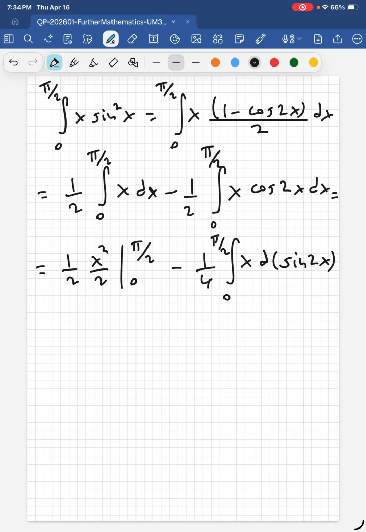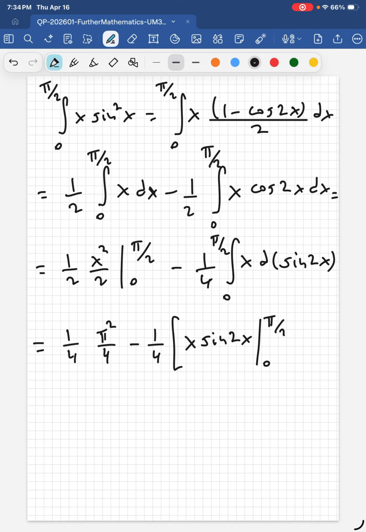So let's move on. So this is equal to 1 over 4 and then pi squared over 4 minus 1 over 4, and then we have x sine of 2x from 0 to pi over 2, which is the integral by parts, minus the integral from 0 to pi over 2 of sine of 2x dx. Okay, now this cancels, okay, because we are again dealing with the sine of pi, which is 0, and then minus something times the sine of 0, which is also 0.